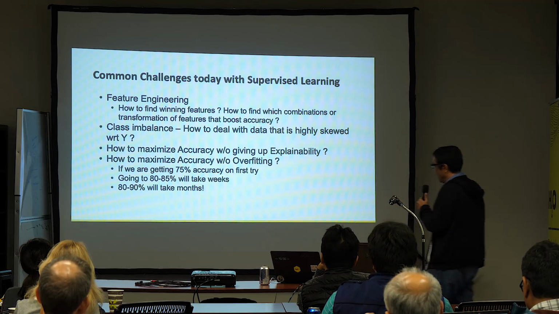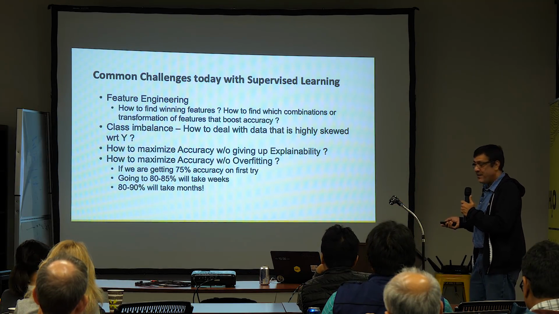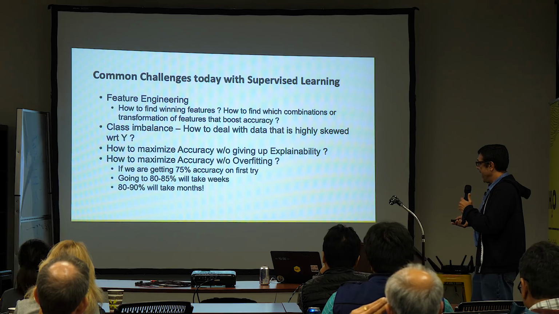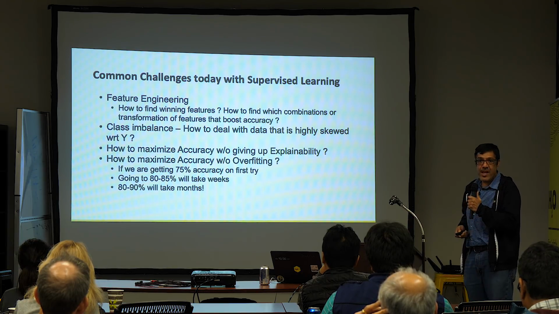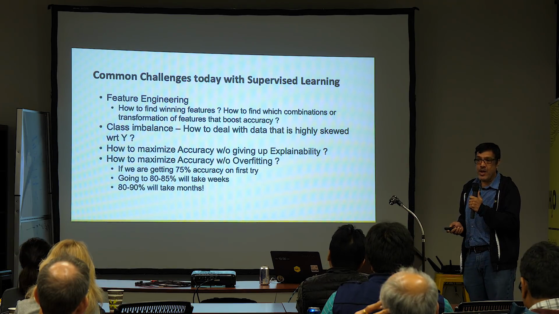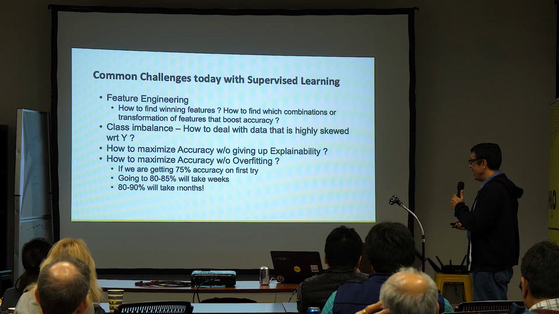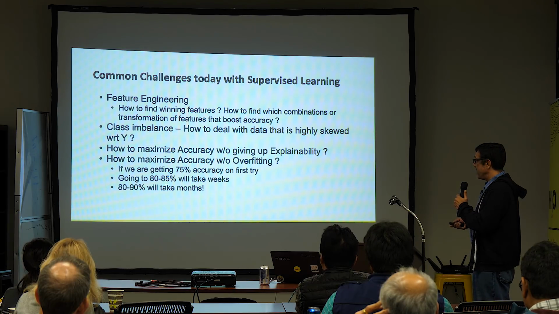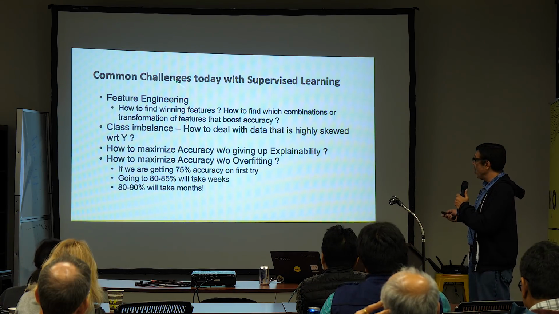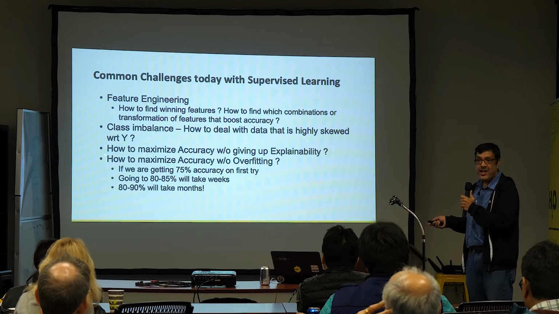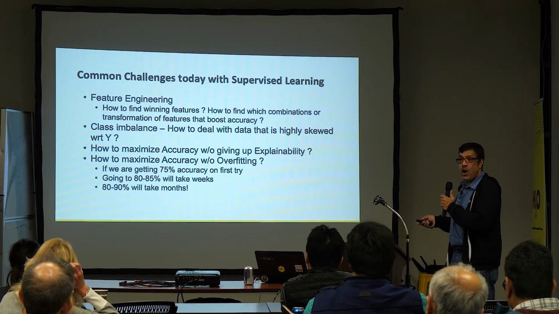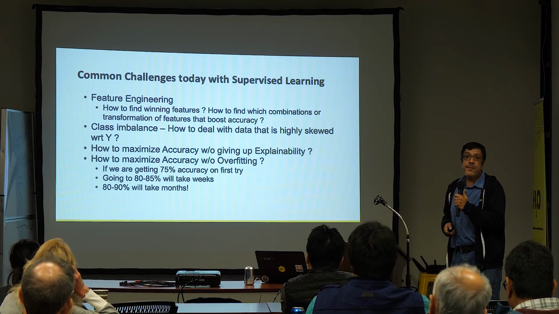So here's a standard challenge. Some of you might have run into it or heard about it. Getting to 75% accuracy on the first try is quite possible. Sometimes you can get lucky with that. If you use a deep learning algorithm, maybe you can get more, but going from 80 to 85 on something like class imbalance data will usually take weeks, because you've got to go and do all the feature engineering again. And getting from 80 to 90%, all without overfitting, is going to take months.